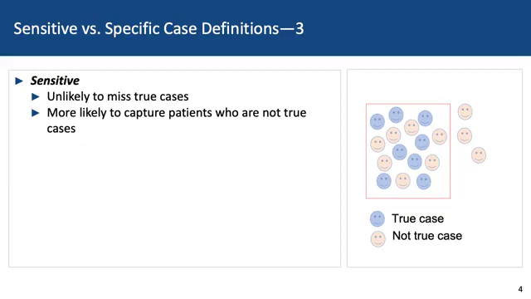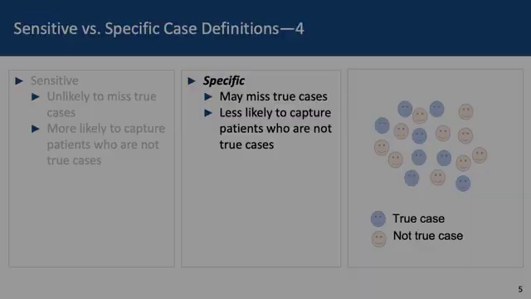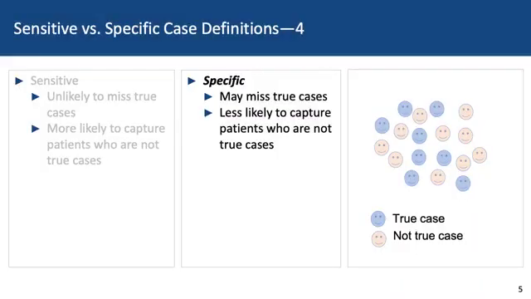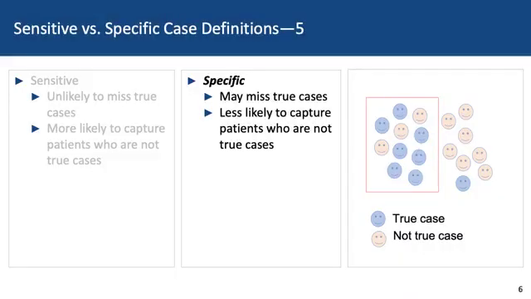So let's talk about what a specific case definition might look like and how it's different from the sensitive case definition. So a specific case definition may miss some true cases, but you're less likely to capture patients who are not true cases. So what does this mean? What does this look like? Well, it would look something like this.